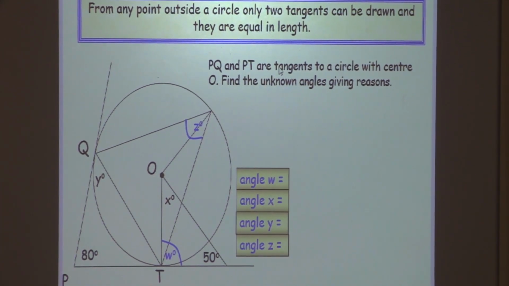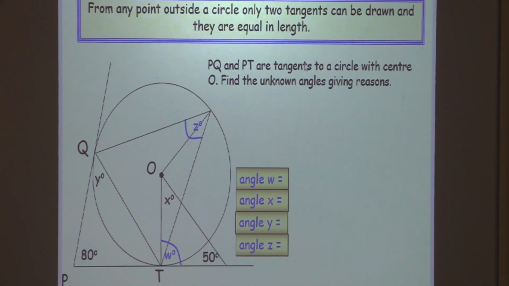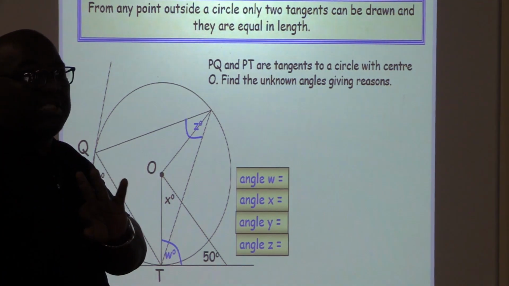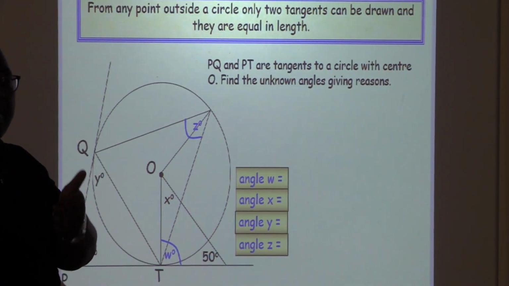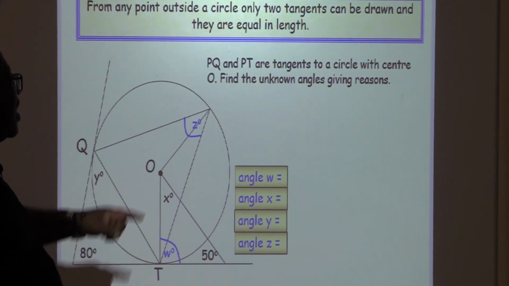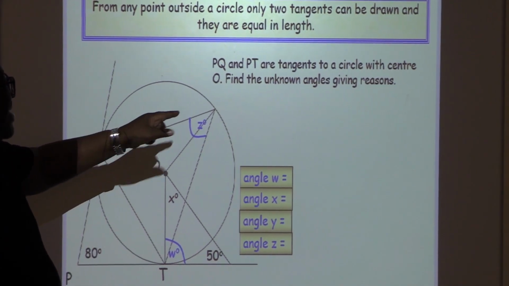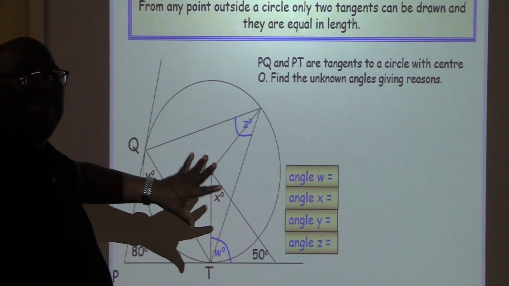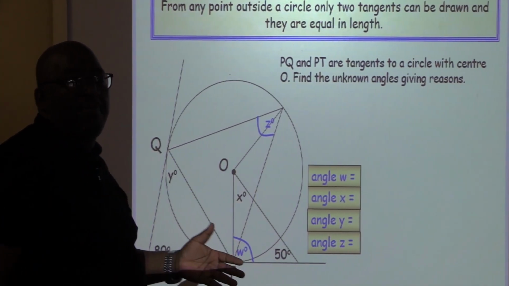Stop there. It takes me to the three theorems that deal with the tangent. The first one is the tan-chord theorem. The second one is the tan-radius theorem. Remember, there are only three theorems that deal with the tangent: the tan-chord theorem, the tan-radius theorem, and two tangents from the same point. Once we say PQ and PT are tangents, I think of those three theorems only, and I check if I do have those theorems in the diagram.